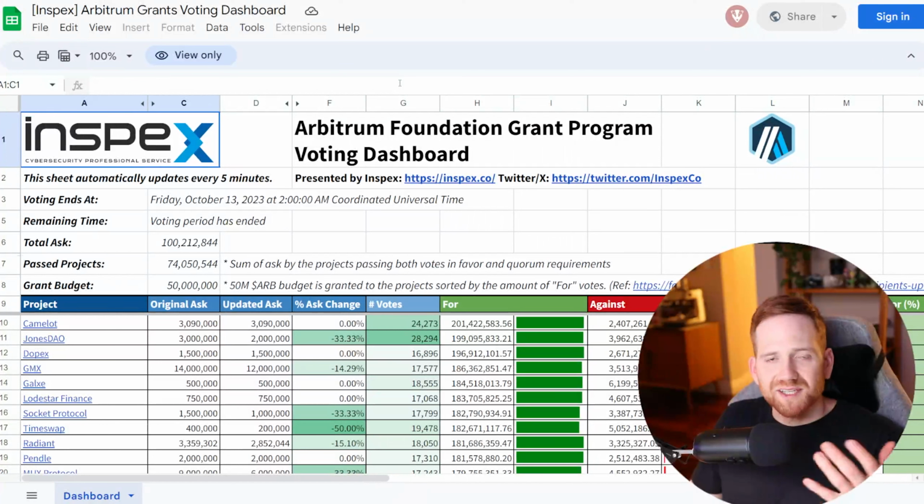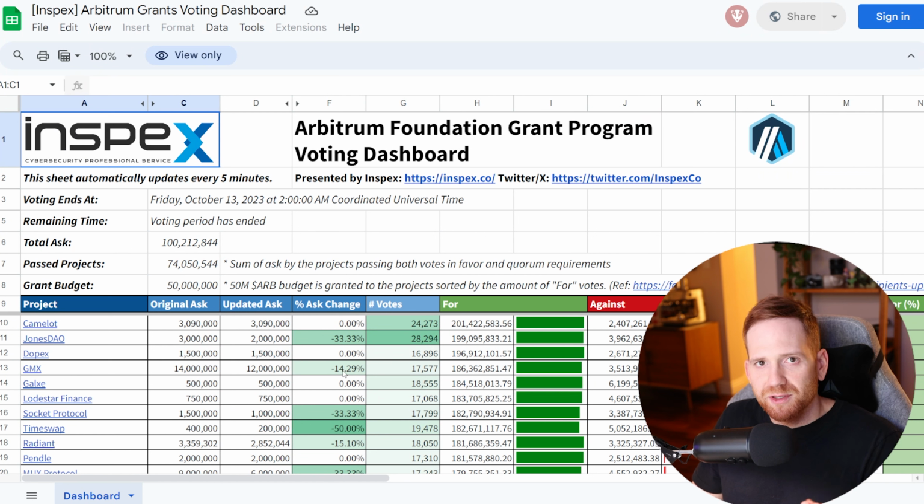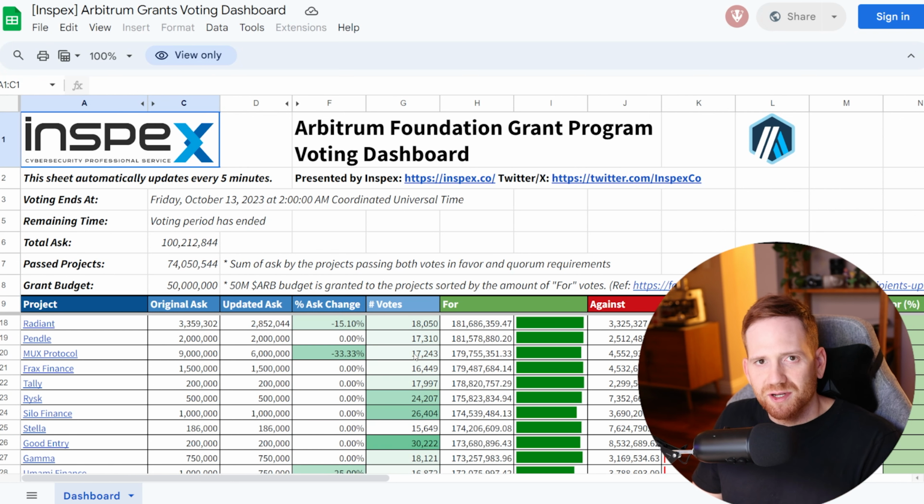And if we just scroll down the list here, we can see all the projects that were granted it. Projects like Camelot, which is the native DEX, got over 3 million tokens. GMX had the largest allocation at 12 million Arbitrum tokens. We also had projects like Lodestar and Pendle and Radiant. So you can see there's a ton of different projects that were granted tokens.